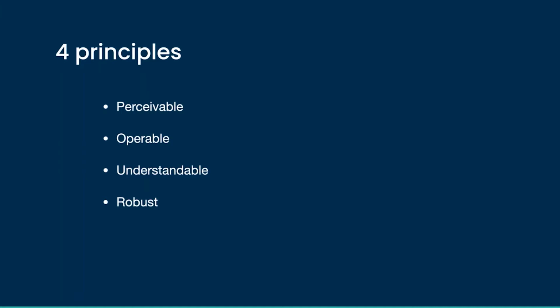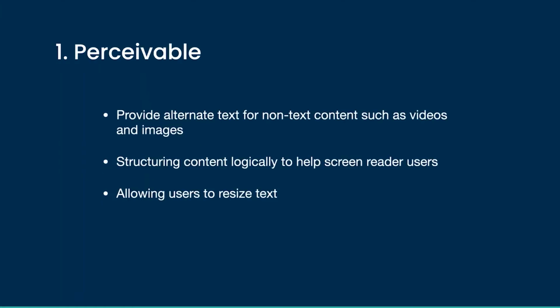So start off with perceivable. Can users actually recognize and use the site with the sensors they have available to them? Can a visually impaired user understand non-text content like video or images? Is it easy to navigate and use with a screen reader? Can a user easily increase the text size without breaking the layout? There's many more things, but these are just some examples.